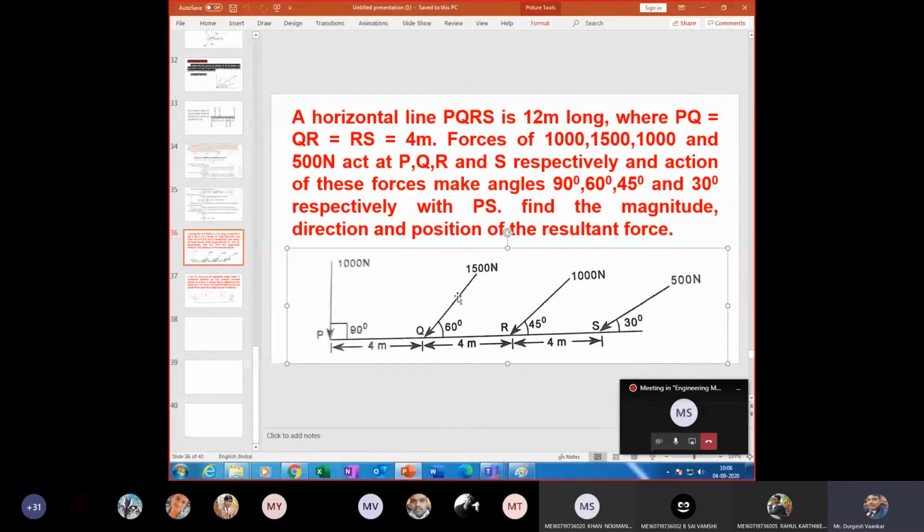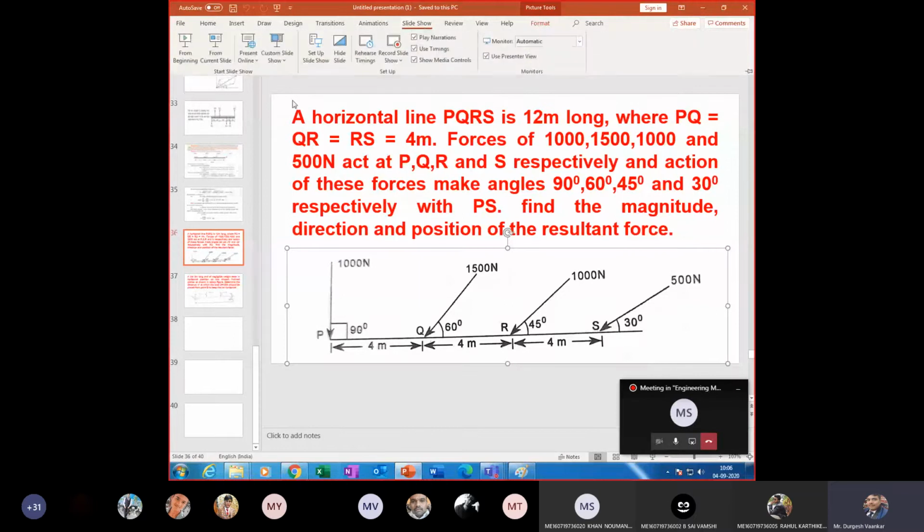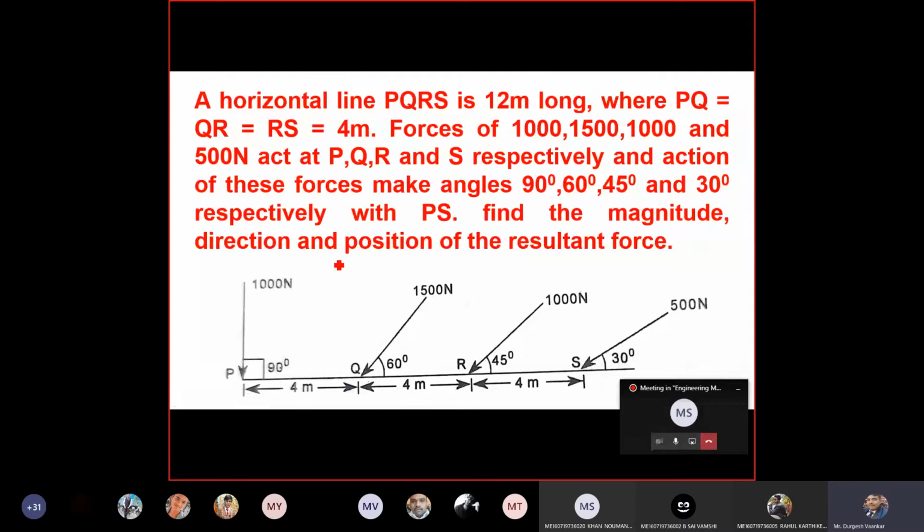See, this one is your 1000. This is also vertical. If I am converting this into a vertical component, then it becomes 1500 sine 60. Here I am converting this as 1000 sine 45. Next, what about this one? This one 500 sine 30. Now I hope till this point no doubt.